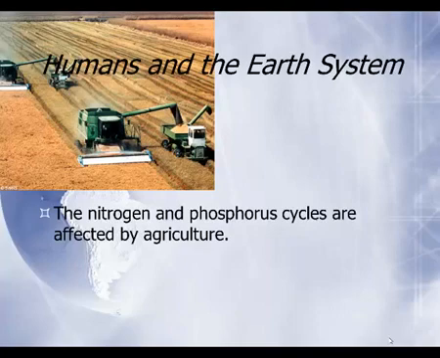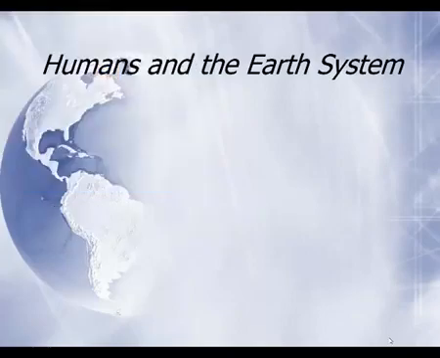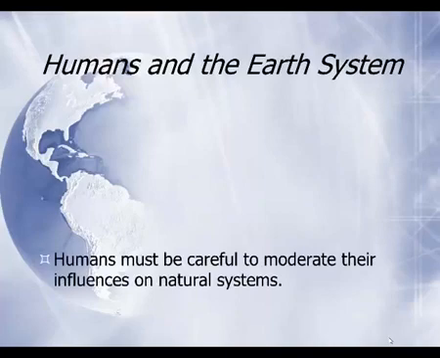The nitrogen and phosphorus cycles are affected by agriculture. If we're taking nitrogen and phosphorus and different compounds of them, and we are using them to help grow plants, we need to think about where do we put those materials. Well, we typically put them on the fields that we're farming. So other areas can be nutrient deprived of phosphorus and nitrogen, whereas these fields that we continue to fertilize may be nutrient rich with nitrogen and phosphorus. Humans must be careful to moderate their influence on natural systems.